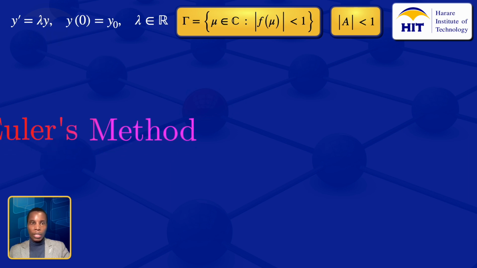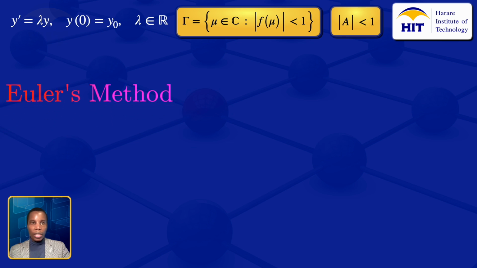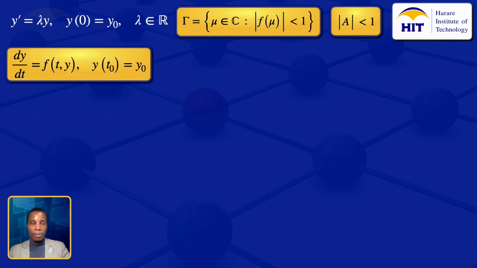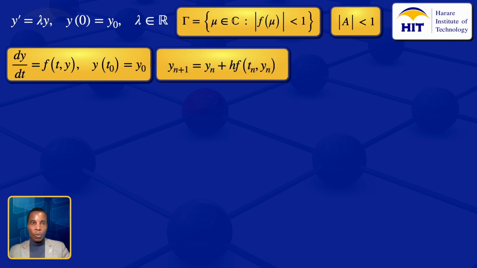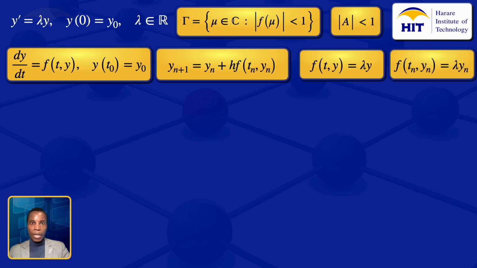Now going on to look at Euler's method. If we are given a differential equation, the derivative of y with respect to t equals f of t, y, subject to the initial condition y at t naught equals y naught. And then for Euler's formula, y n plus 1 equals y n plus h multiplied by f of t n, y n. So if we compare these two, we see that our f of t, y is equal to lambda y. So from this expression, we can then obtain our f of t n, y n. It will be lambda y n.